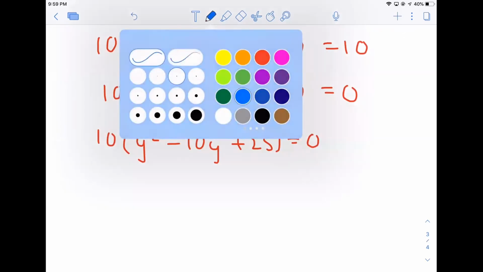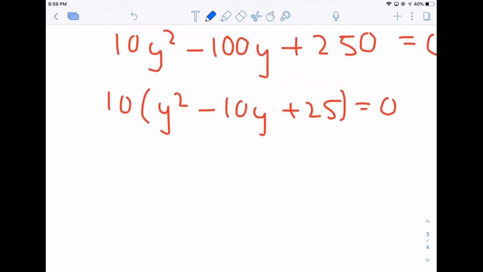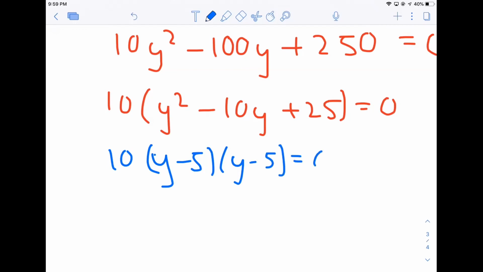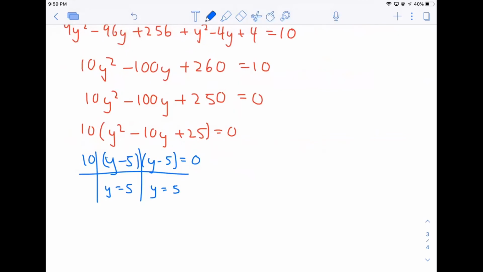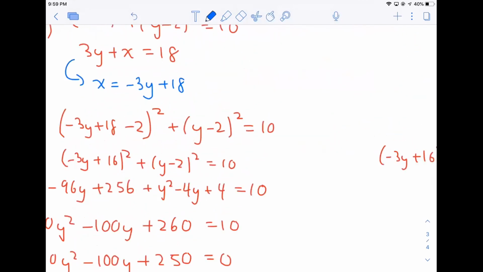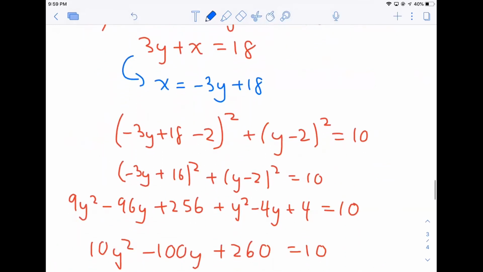Inside the parentheses, let's factor. We think: what multiplies to 25 and adds to negative 10? Negative 5 and negative 5. So that factors to (y minus 5) times (y minus 5). Check it out. In this case, we only get one solution because y equals 5 and y equals 5. So we found the y value first. Now we take the y value and find the corresponding x value. I'll use the equation x equals negative 3y plus 18.